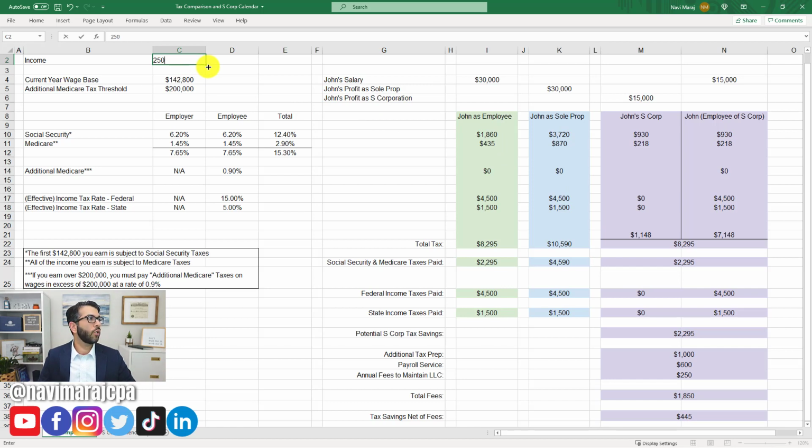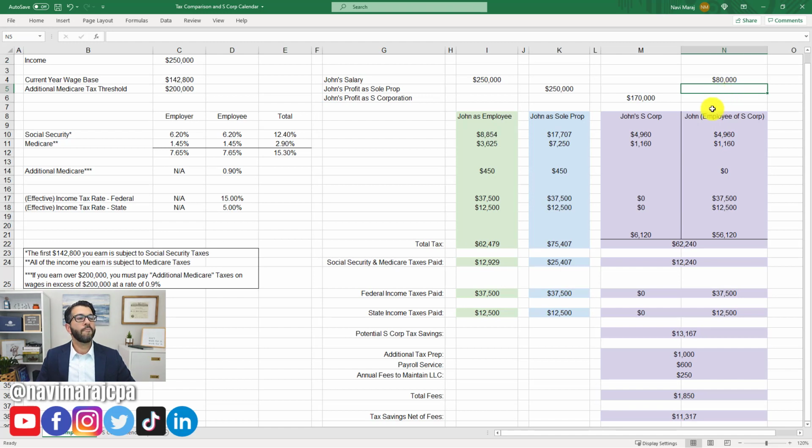Let's say you're making $250,000 in profit. I don't know how much you're going to pay yourself in salary. Let's say it's $80,000. Well, then you can see that this is saving you around $11,000 in taxes.